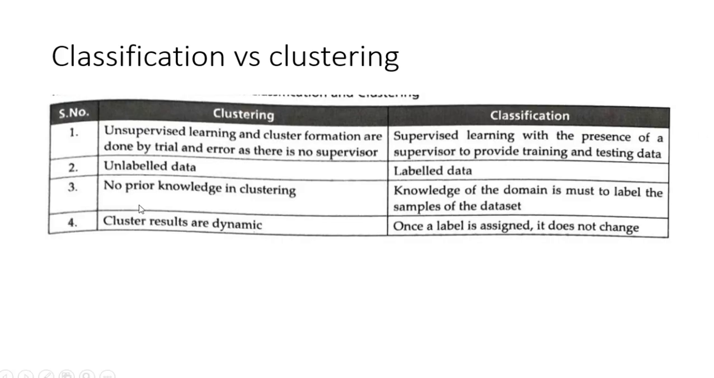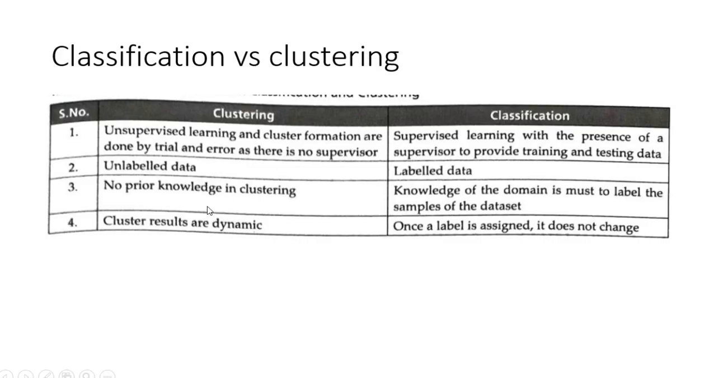The third difference is that there is no prior knowledge. In clustering, there is just information given. You are just given a data set of cancerous cells and a data set of non-cancerous cells, but there is no labeling of the data, and no information about what kind of attributes it is. So there is no prior knowledge in clustering. Whereas in classification, knowledge of the domain is a must. It's important to label the data set, to say that this cell belongs to cancerous or this cell belongs to non-cancerous. It's important to have a knowledge of the domain and to have labeling.